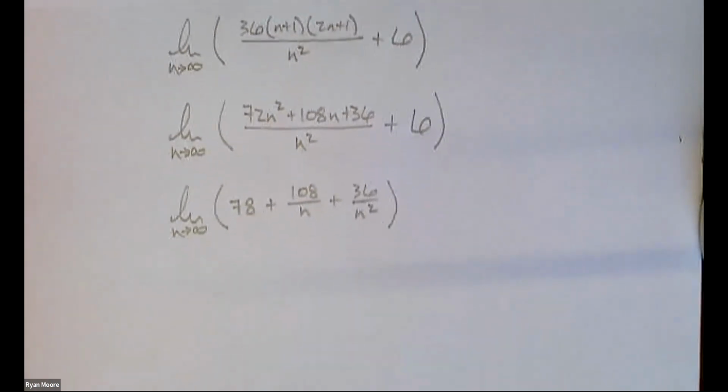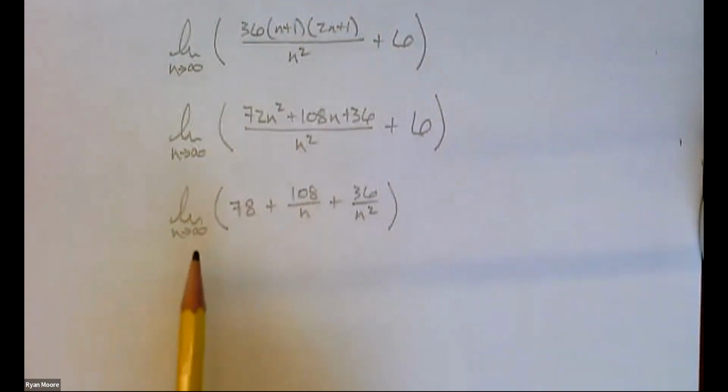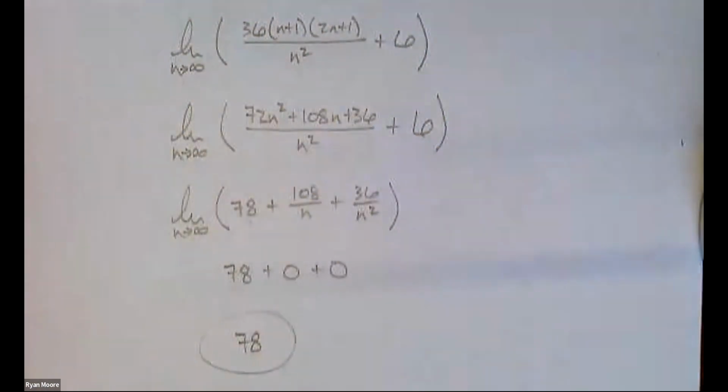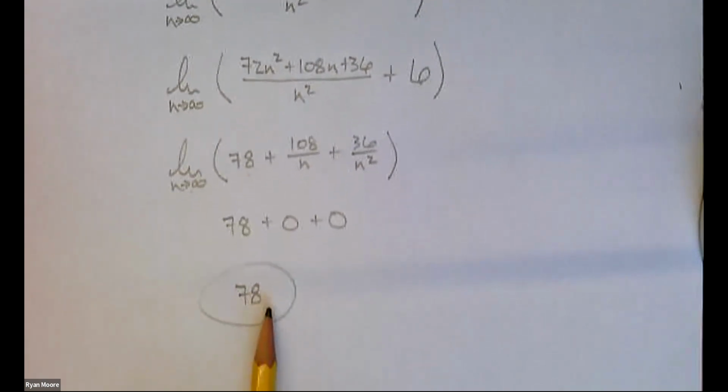So here we go. Wow, we really cleaned that up well. What happens as n goes to infinity? Well, the 78 will just stay 78. These both get divided by infinity. They go to 0. And our answer for this definite integral is 78. It turns out the area between that function, x squared plus 1, and the x-axis from 0 to 6 is exactly 78 square units.